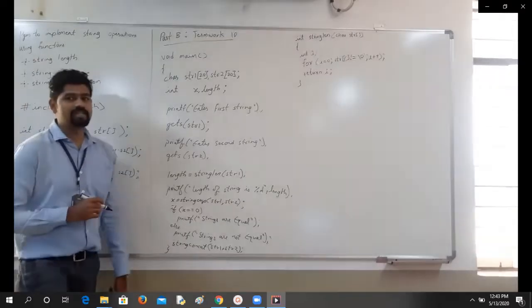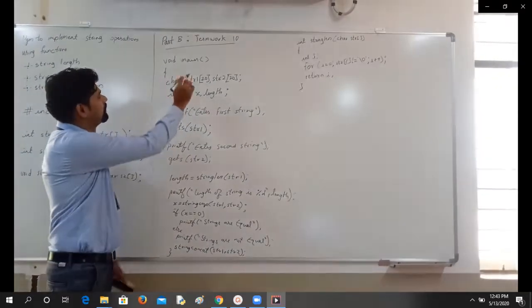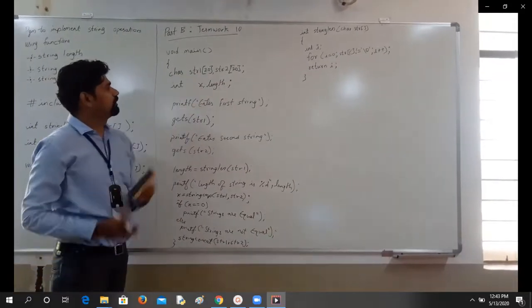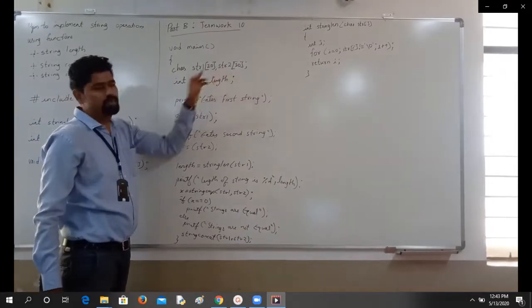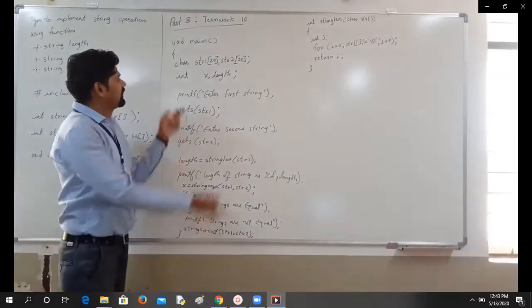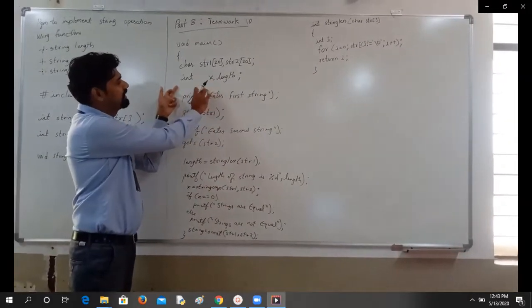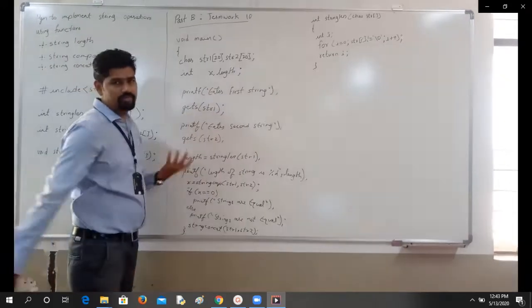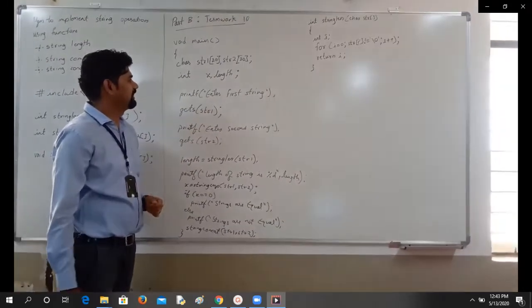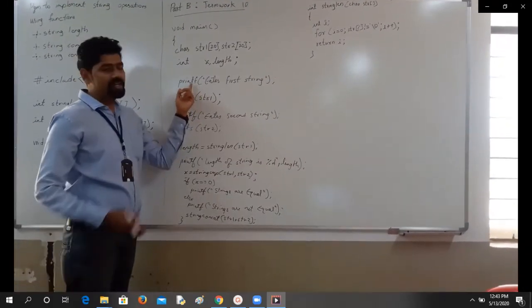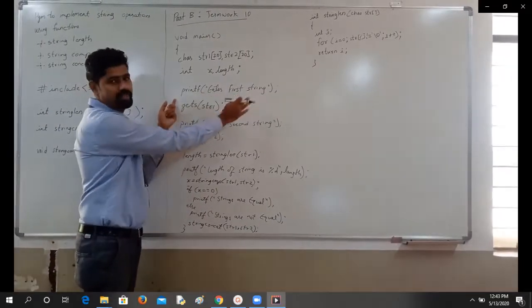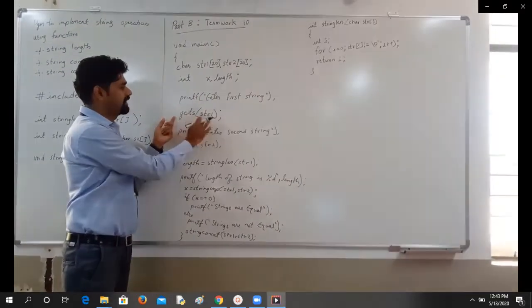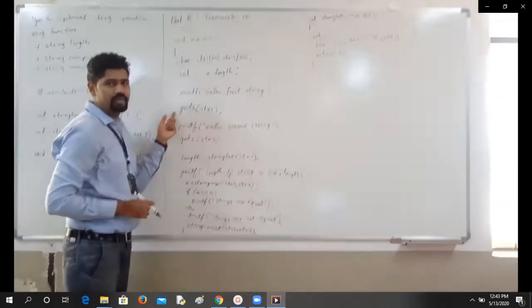So next we will start with the main function. So I declare the two strings which are str1 and str2. I have chosen the size as 20. Next I have taken two integers. So the names of those integers are x and length. I read the value for both the strings. So I ask the user to enter the first string. I use gets function to read that particular string.